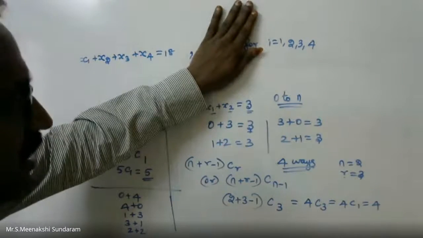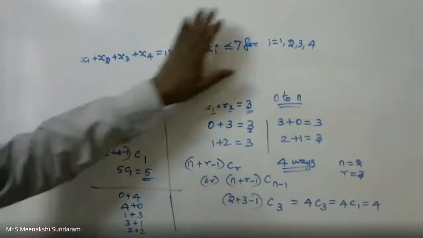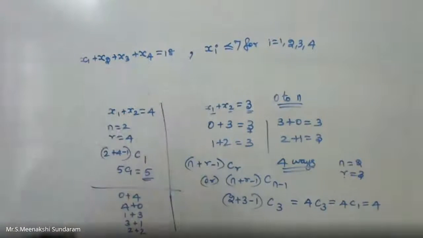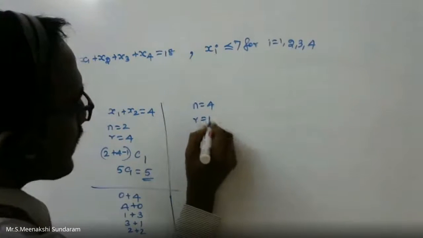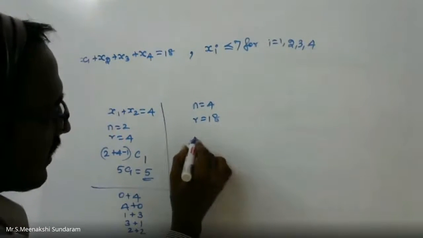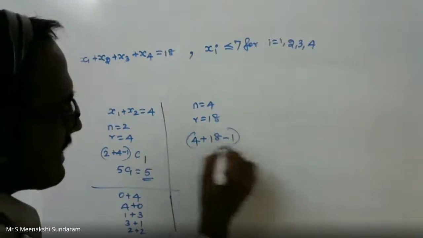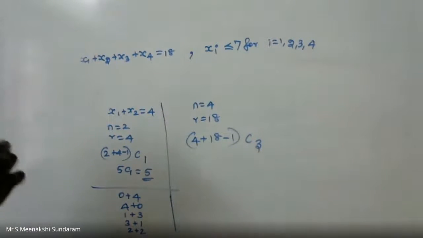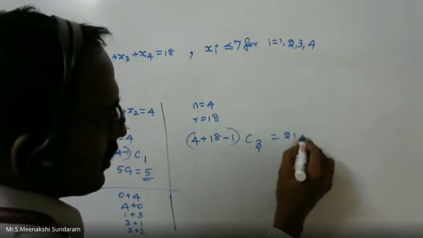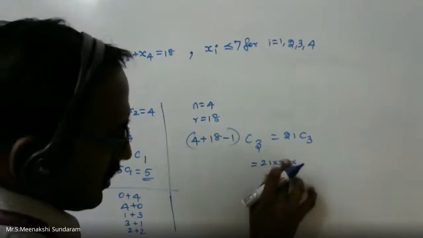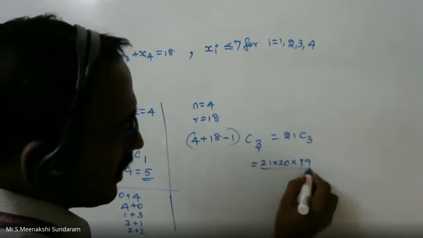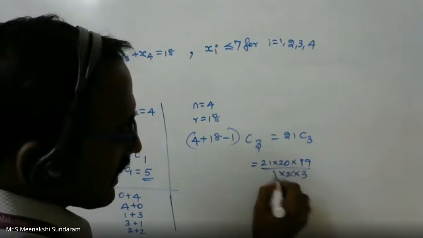In a 2 mark question, if the condition is not given, what is the formula and what is the answer here? Same: x1 plus x2 plus x3 plus x4 equal to 18. How can we find the value? The n value is 4 and the r value is 18. My answer is n plus r minus 1 c n minus 1, that is 21c3. So 21 into 22 into 19 by 1 into 2 into 3. That is the calculation here.